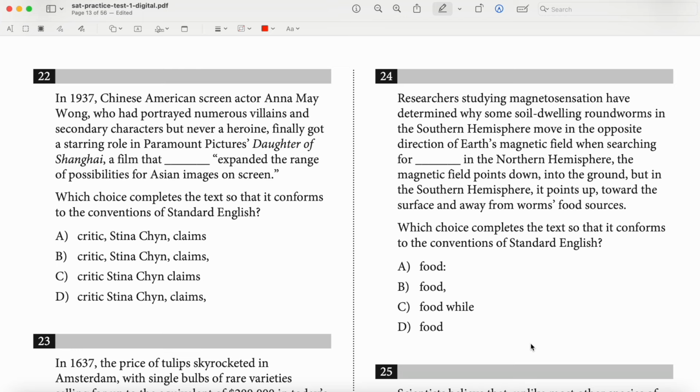Okay. Plug in D. I just want to hear D. Finally got a starring role in Paramount Pictures' Daughter of Shanghai, a film that critic Stina Shin claims expanded the range of possibilities for Asian images on screen. Does that make sense why you just don't need those pauses there? Does that make some sense?